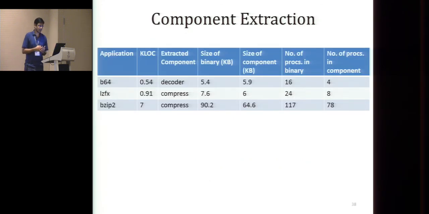Here are the results for the next use case. We extracted a single component from each of the 3 binaries obtained from open source programs. We compared the size and the number of procedures in the original binary and in the extracted component. For B64, the component is slightly bigger than the original binary because our specializer does not optimize the layout of basic blocks to reduce the number of jump instructions, and the component contains many more jump instructions than the original binary, resulting in a larger size.